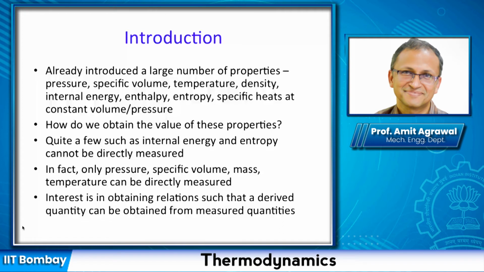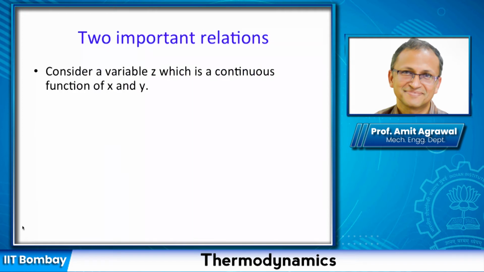Before getting into that, let us just look at two very simple relations. We are basically looking at basic calculus. Let us say that there is a variable z, which is a continuous function of x and y. Then I can take a dz, which is the partial of z with respect to x, keeping y constant, times dx, plus the partial of z with respect to y, keeping x constant, times dy. This is our basic calculus.